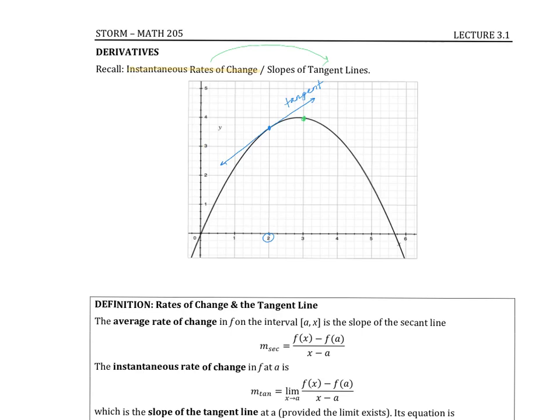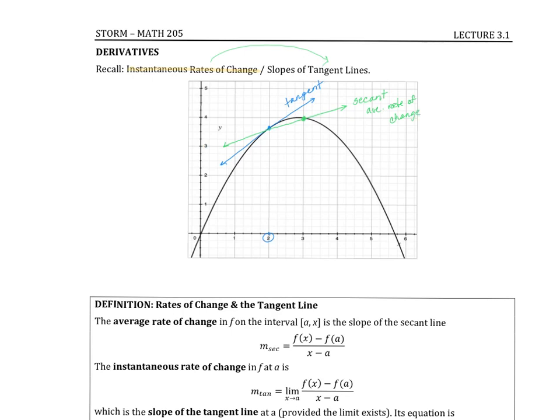and I draw a line through these 2 points, that would be a secant line. So secant just means it passes through 2 points. Tangent means it passes through 1 point. Remember, the secant line actually just gives you an average rate of change. And that's because it's passing through 2 points instead of just 1.